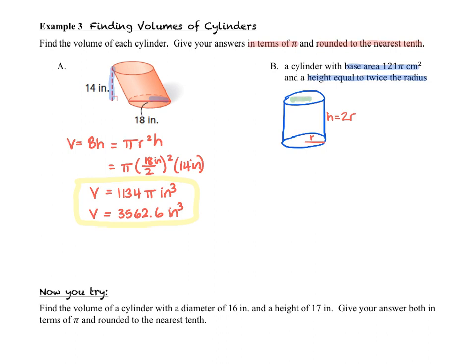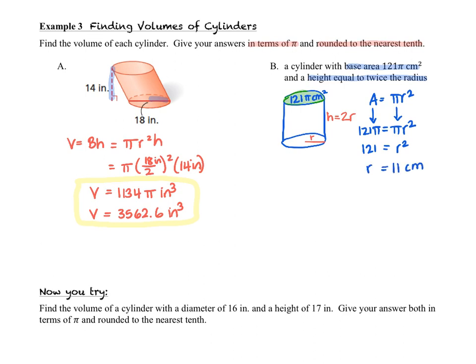We've also got a circular base that has an area of 121 pi square centimeters. So that's actually where we're going to pick up with a formula. We're going to say area, which is pi r squared, can be rewritten using 121 pi. So we divide both sides by pi and we end up with 121 is equal to r squared. Take the square root of both sides and we end up with r is equal to 11.